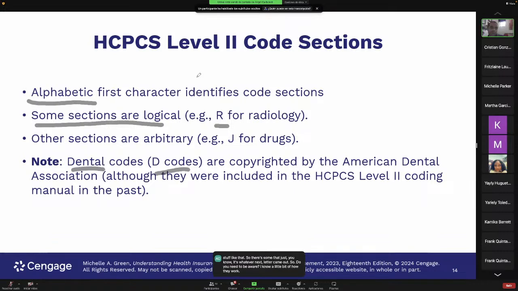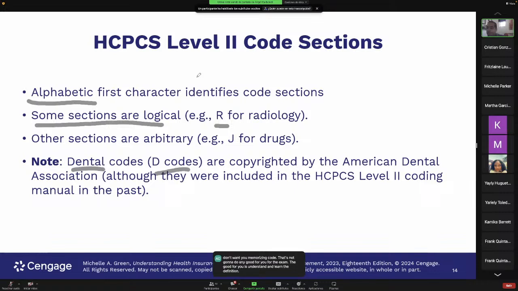I don't want you memorizing here in this part, the codes, ICD, CPT, and HCPCS. I don't want you memorizing codes. That's not gonna do any good for you for the exam. What's gonna do good for you is understand and learn definitions.